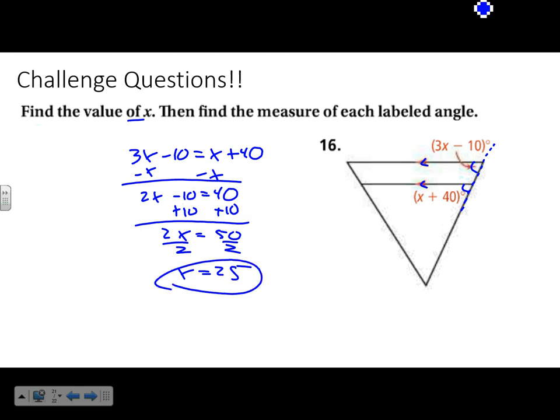And then I have 25. Now we plug that in. So 25 plus 40 is 65. That's a good one. Then 3 times 25 is 75, minus 10 is 65. Which, again, we should have known because they're congruent, because they are corresponding angles.